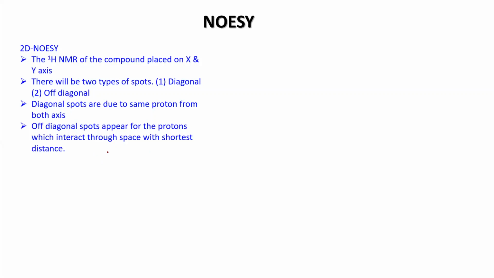And off diagonal spot will appear for the protons which interact through space with shortest distance. If you find two protons that are close enough, those two protons will contribute the off diagonal spot. Did you get this point? It will be more clear if I explain with an example. So let us consider this compound.